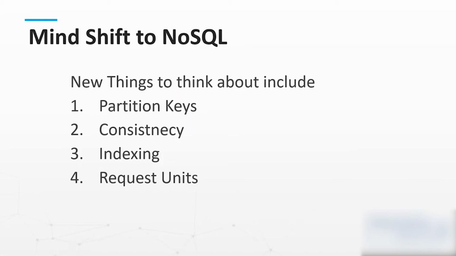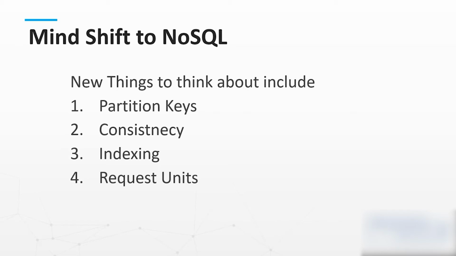And from there, it's a bit of a mind shift to talk about what we are doing for a NoSQL database, coming from a SQL database background. I had to think about things like partition keys, consistency, indexing. And if you go out and do any reading at all on Cosmos DB, the first thing you're going to see is that choosing the partition key is very important.